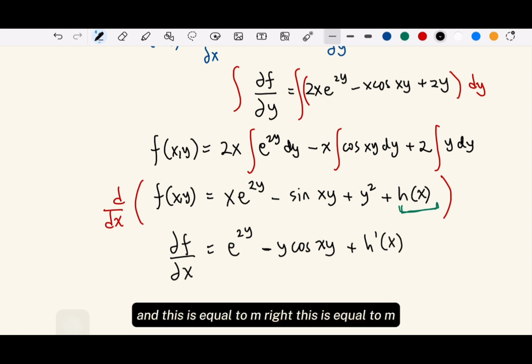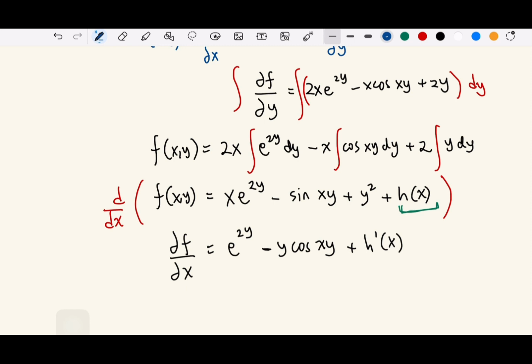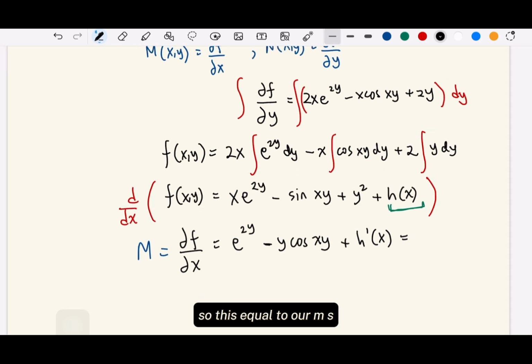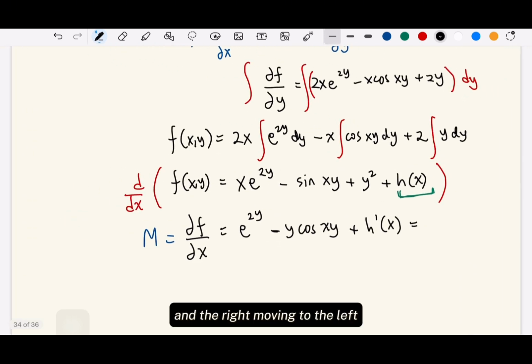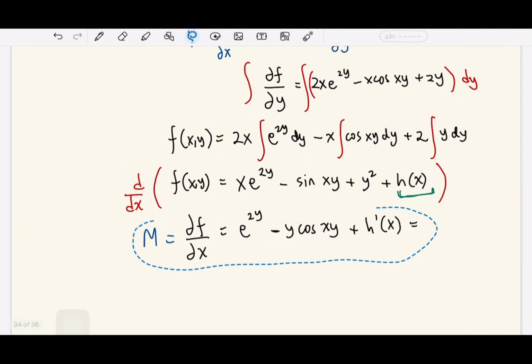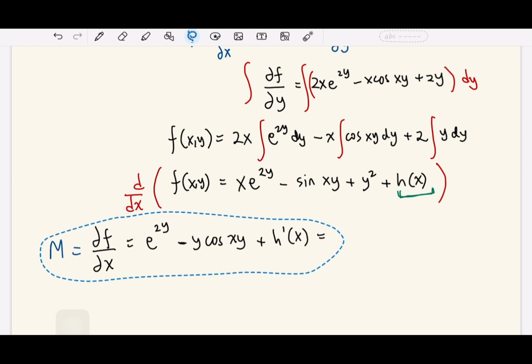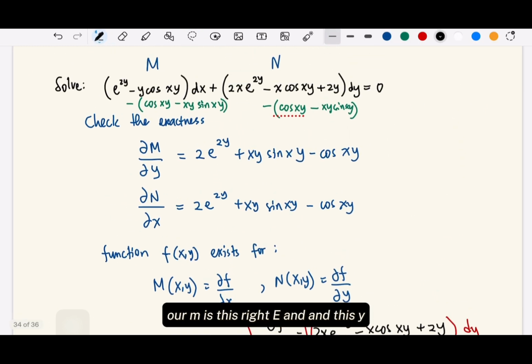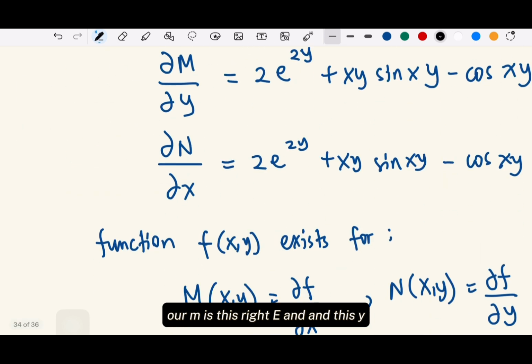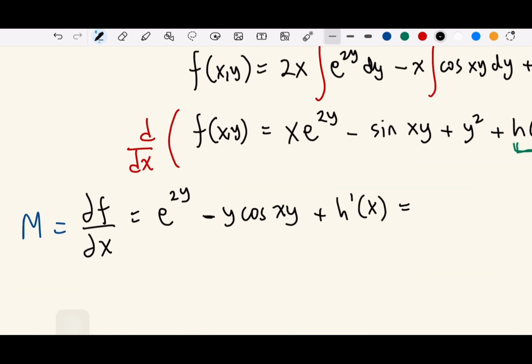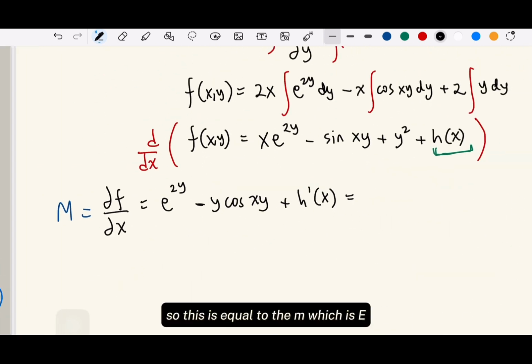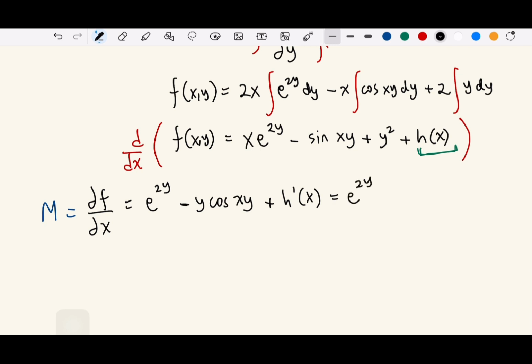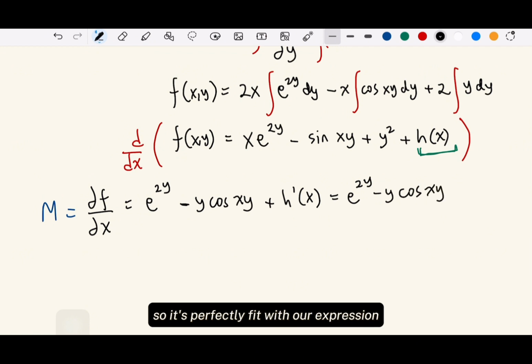And this is equal to m, right? This is equal to m. So our m is, let me write, we're moving to the left. Our m is this, right? e to the x minus y, okay. So this is equal to the m, which is e to the x minus y cosine xy. So it perfectly fits with our expression.